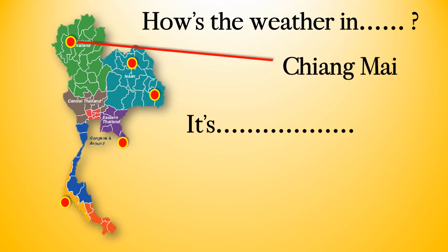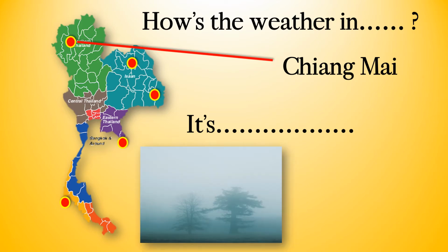Chiang Mai. How's the weather in Chiang Mai? Ooh. It's, can you remember? It's foggy. It's foggy. Okay. Next one.